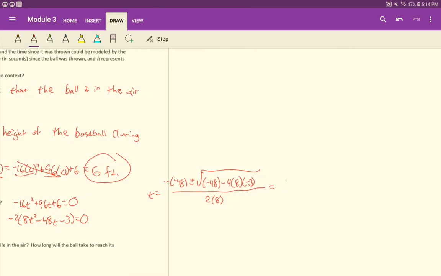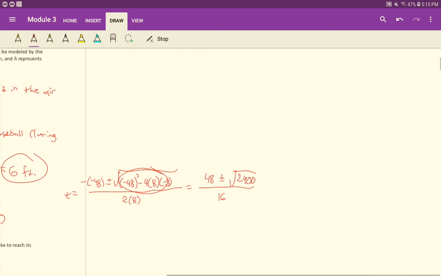So negative 48 is positive 48. Oh, b squared, I forgot the b squared there. And then I'm just going to type this whole discriminant into my calculator rather than trying to do it all mentally. And we get 2,400 here over 16. Now 2,400 we can divide by 100. Actually, we can divide by 400. And the square root of 400 we know is 20. So we can simplify this a little bit better.